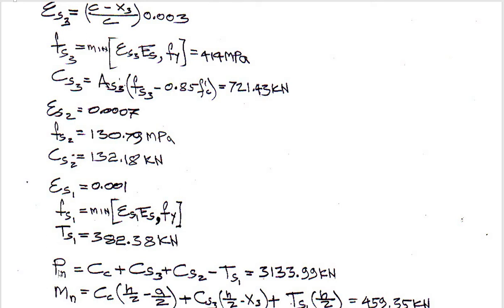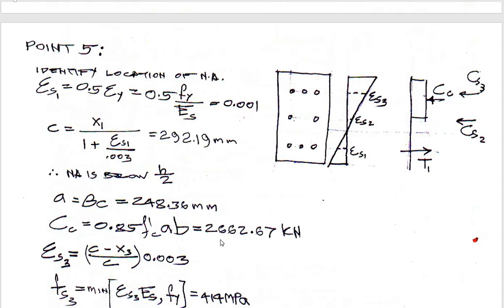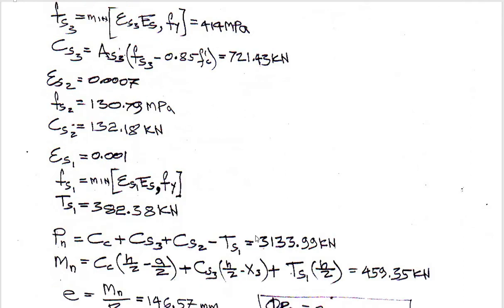Now, let's compute your nominal axial force. This time, meron na siyang tension. Kaya, ang nangyayari dyan, ito. So, actually, yung nominal axial force mo, yan yung sum ng mga forces dito. So, compression concrete plus CS3 plus CS2 plus T1. Note na ito ay opposite direction. So, minus T1. Okay? Ayan siya.